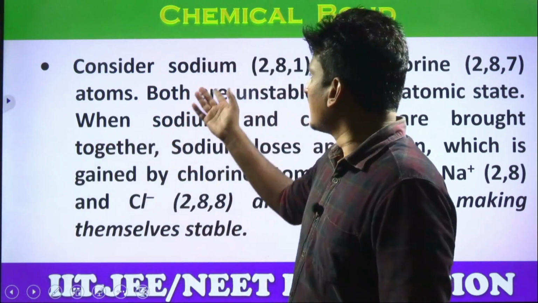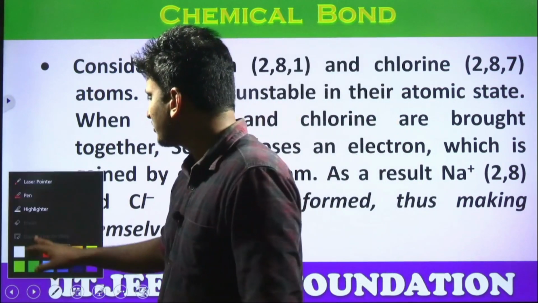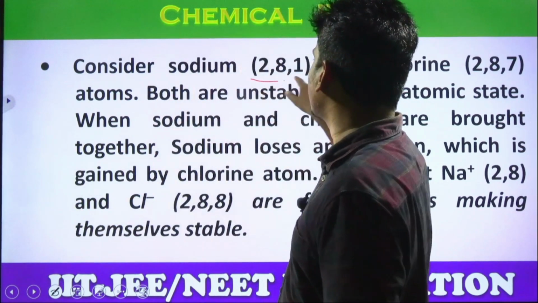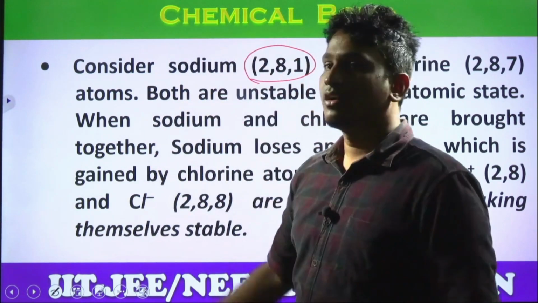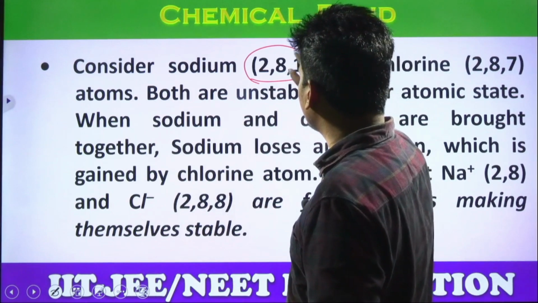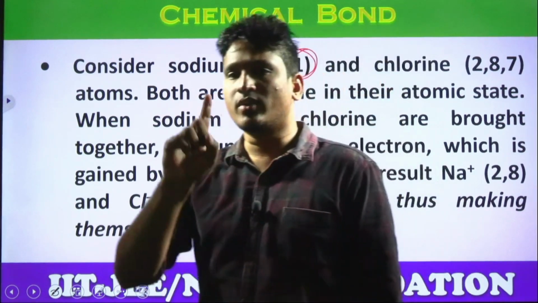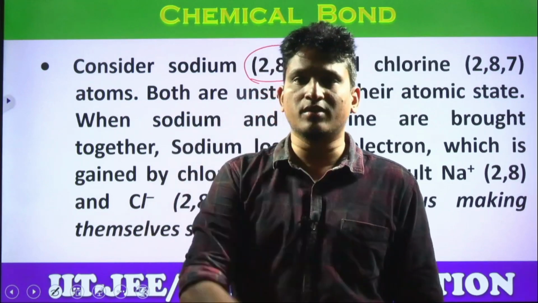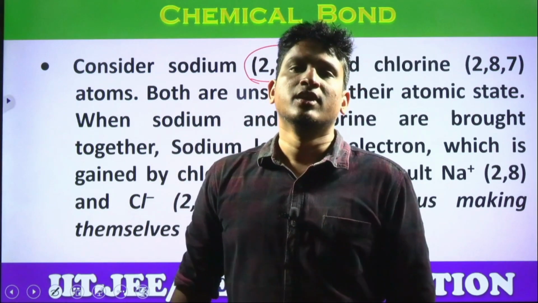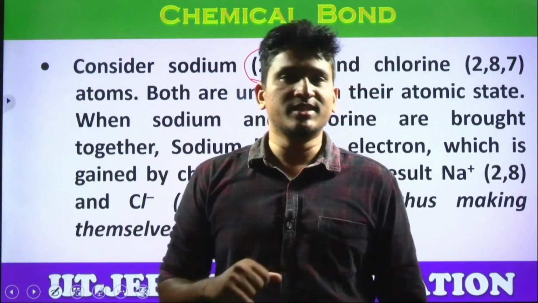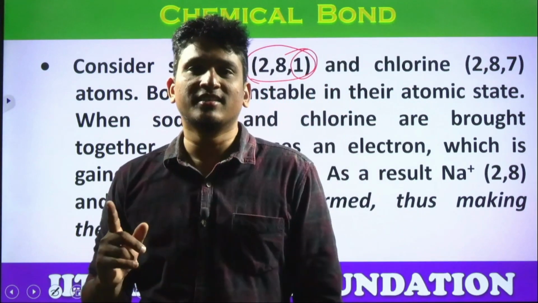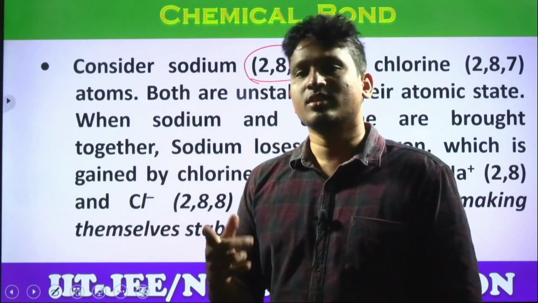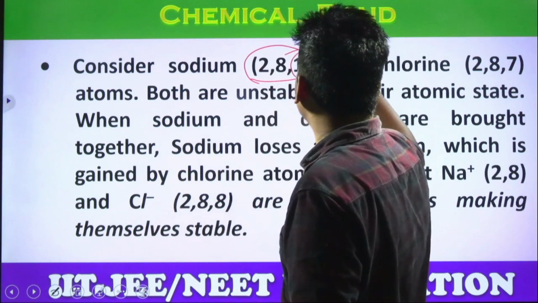We have an example here. Consider sodium. What is the configuration of sodium, students? 2, 8, 1. That is 1s2, 2s2, 2p6, 3s1. How many electrons are present in the valence shell? This is the valence shell. Only 1 electron. How many more does it need? 7 more it needs, in order to get the octet configuration. Answer, students: is gaining 7 better or losing 1 better? Losing 1 is better. So it lost 1 electron.